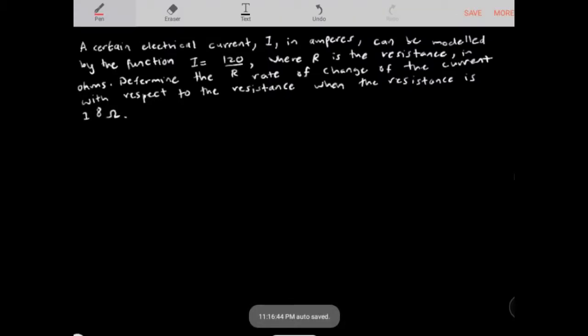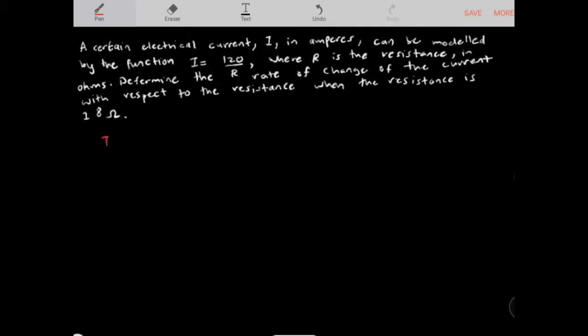Alright, let's take a look at an example of an application of calculus in sciences. In this question, a certain electrical current, I in amperes, can be modeled by the function I is equal to 120 over R, where R is the resistance in ohms. Determine the rate of change of the current with respect to the resistance when the resistance is 18 ohms.